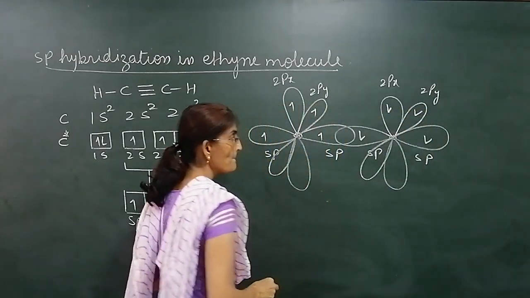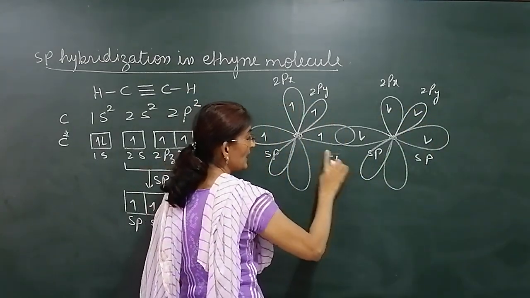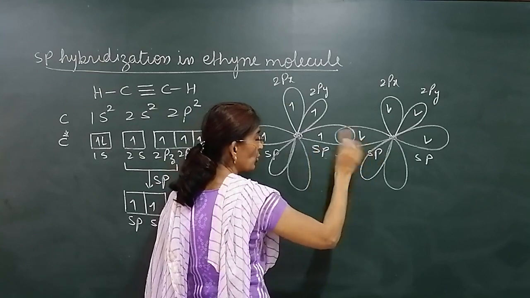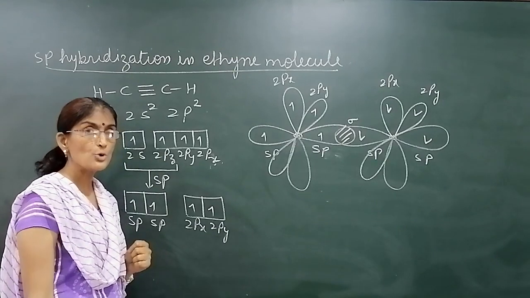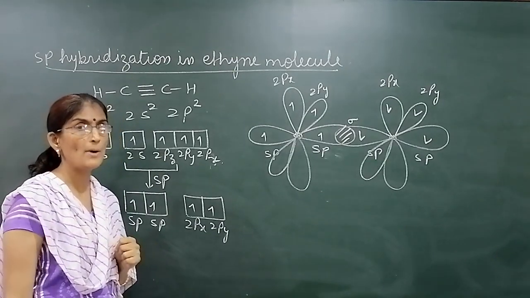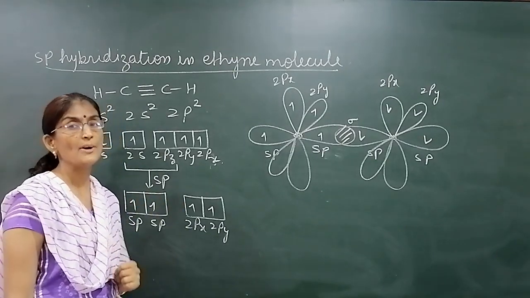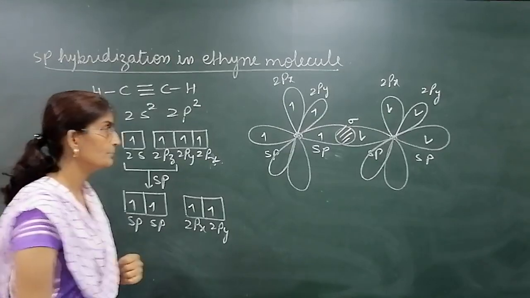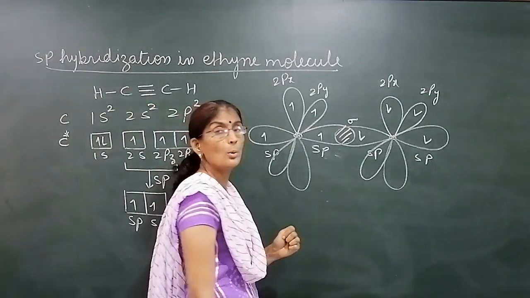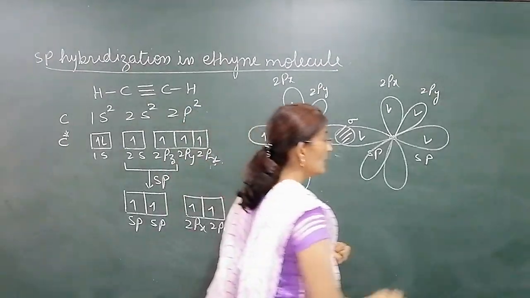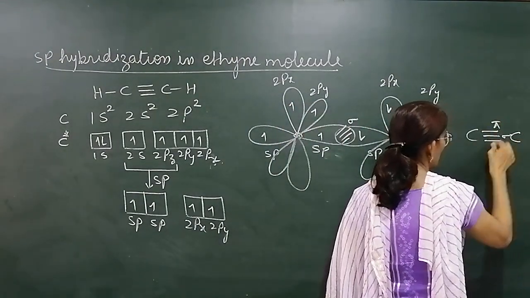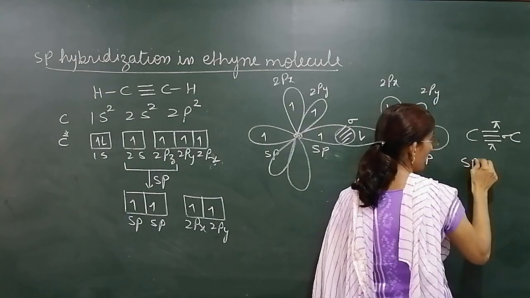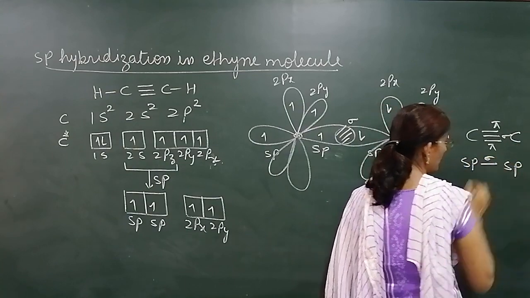How is the bond formed? When the sp and sp hybrid orbitals of both the carbon atoms overlap, they form a sigma bond. So between 2 carbon atoms, a sigma bond is formed by overlapping of sp hybrid orbitals of the 2 carbon atoms. Now, between 2 carbon atoms, there is 1 sigma and 2 pi bonds. So this sigma bond is formed by overlapping of sp hybrid orbitals.